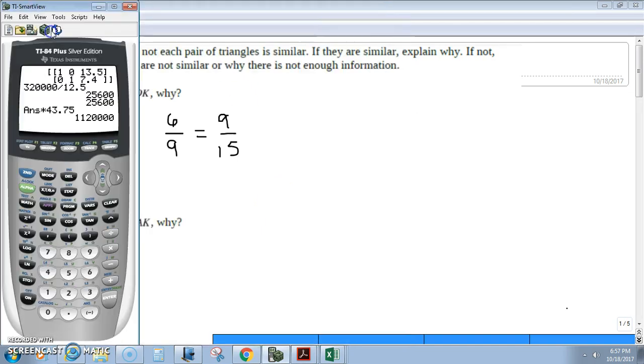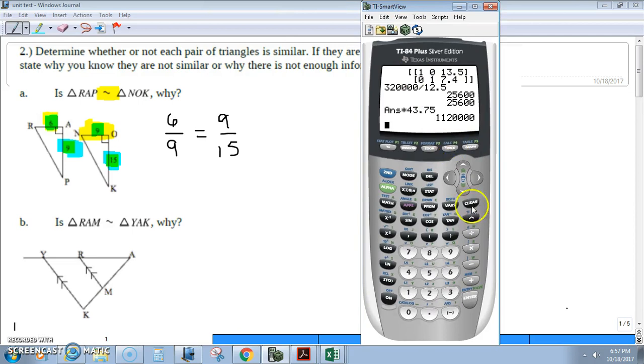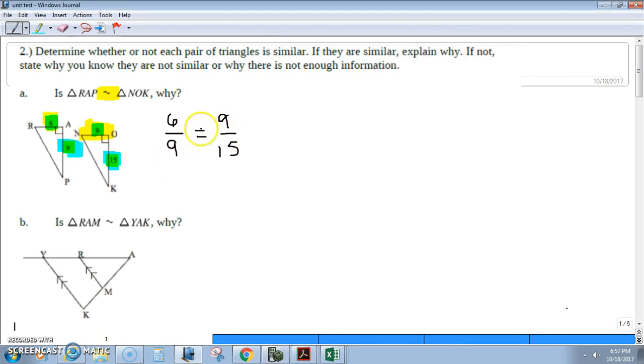Okay, so is 6 divided by 9. So 6 divided by 9 is 0.66666, which should be 2/3, right? Let's see, we can use the calculator. 2/3. Is that the same as 9 divided by 15? That's 0.6. 0.6 is just the same as 3/5. So 3/5 and 2/3 are not the same thing, right? So that is not the same.